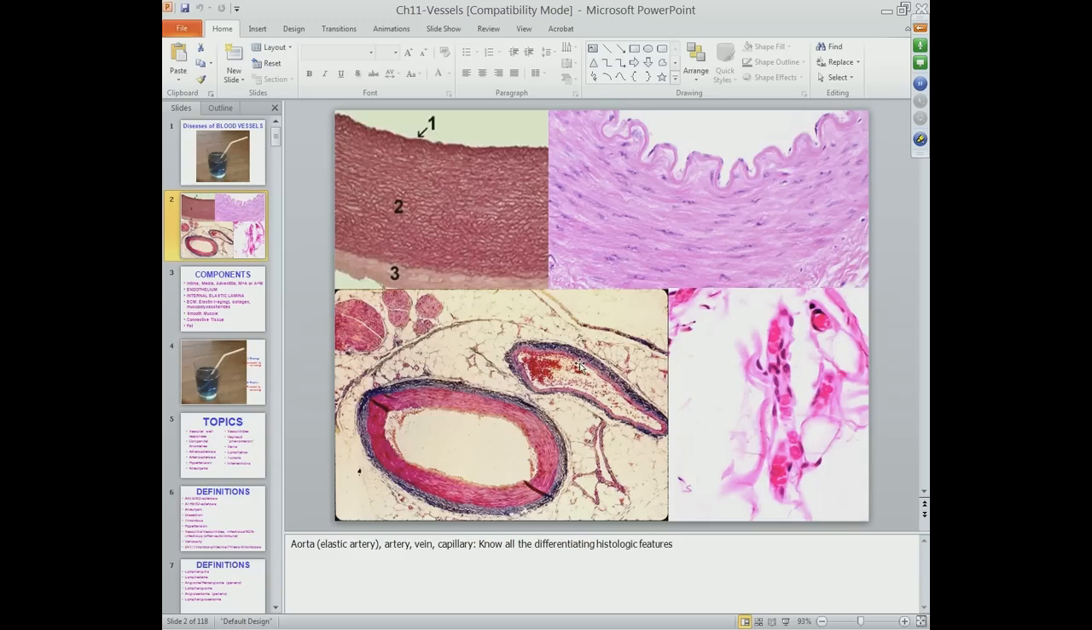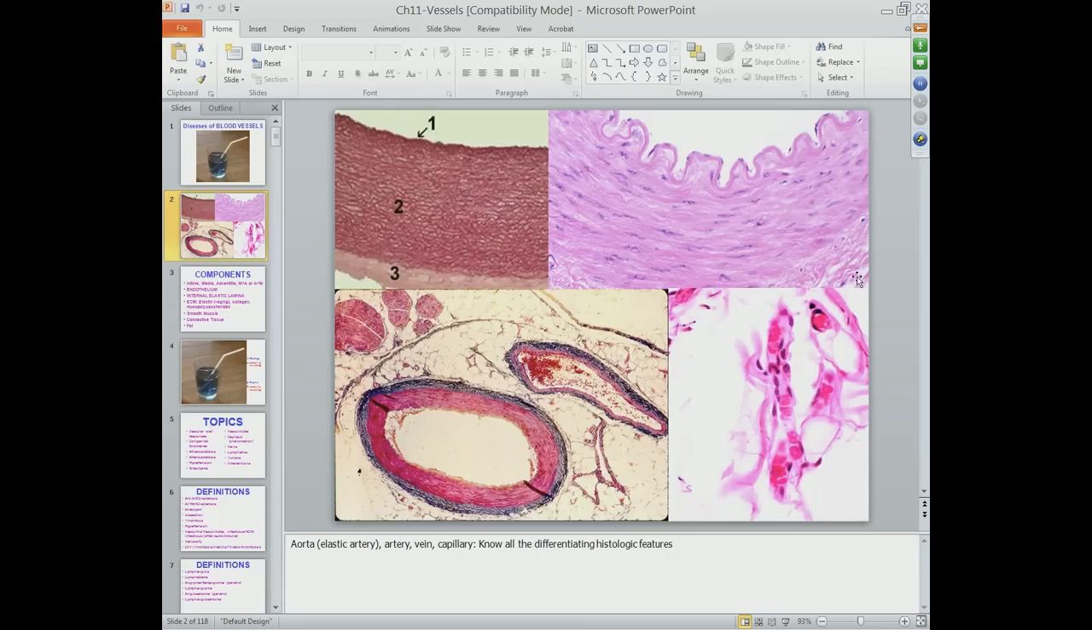So even in the very, very largest of veins, like the vena cava, the amount of smooth muscle is relatively small, never more than a couple of layers. Okay, another thing to remember is that in arteries, there is an internal elastic lamina, which separates the intima from the media.